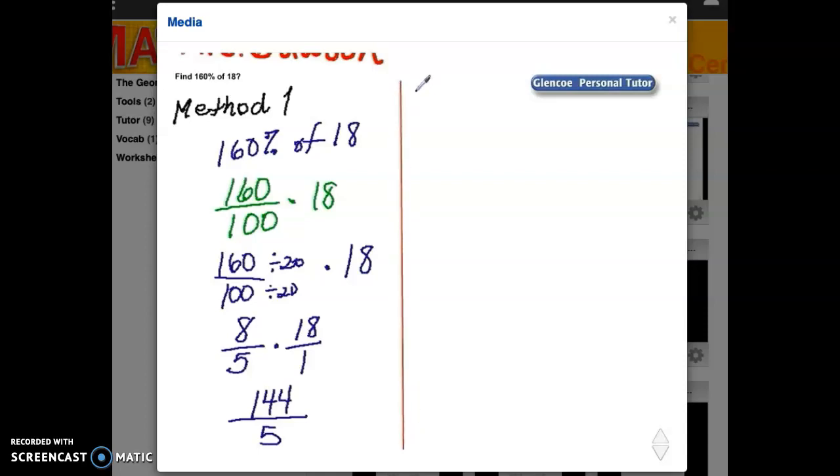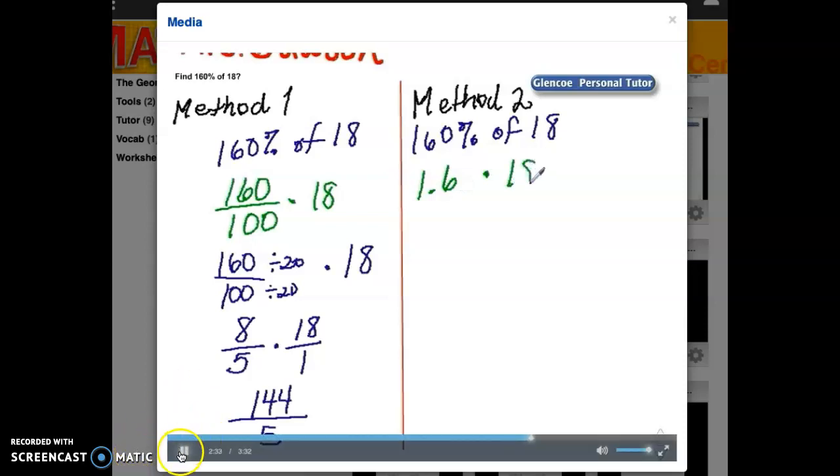Method 2, using decimals. 160% of 18 can be multiplied together by first changing the percent to a decimal. We'll move the decimal point 2 places to the left. 160% is equivalent to 1 6/10, and we'll multiply by 18.